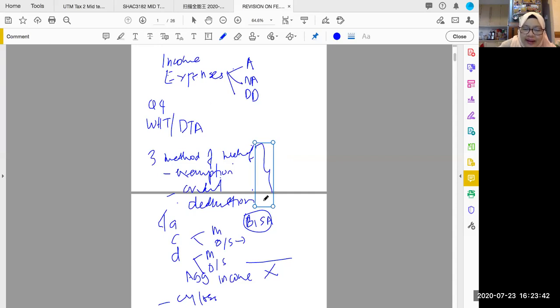Okay, so why is all this income now taxable? Because when we talk about the income here, we are talking about income under VISA. Anyone know what is VISA? What is VISA?